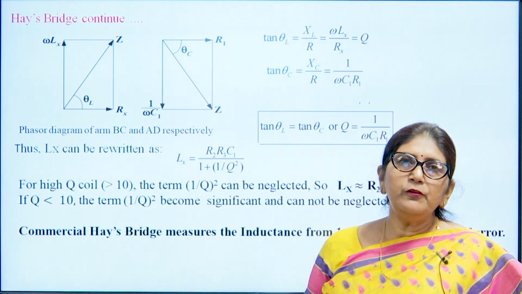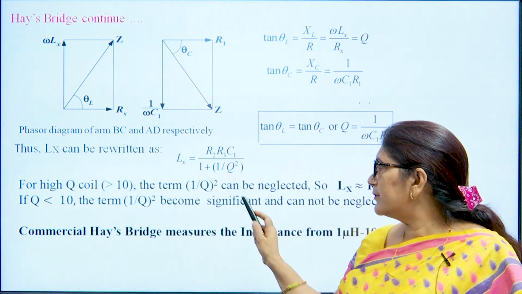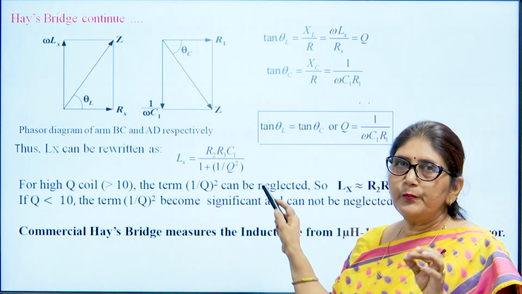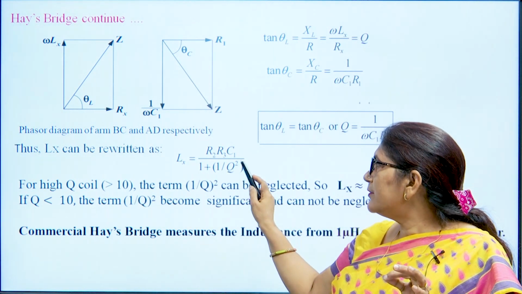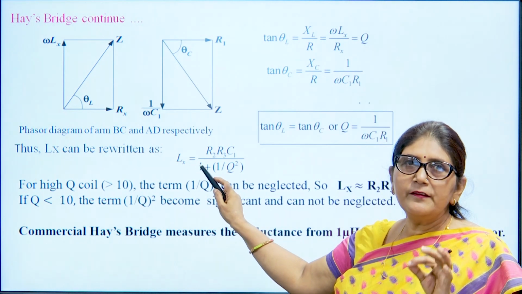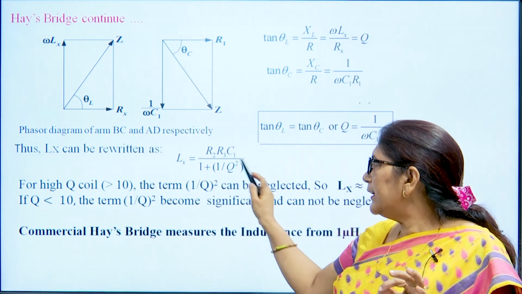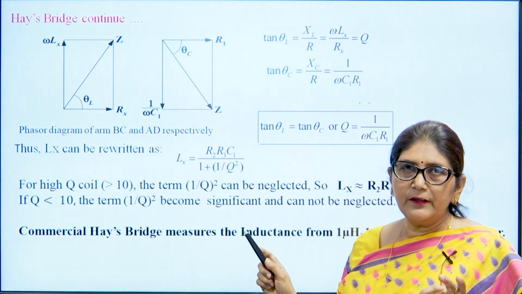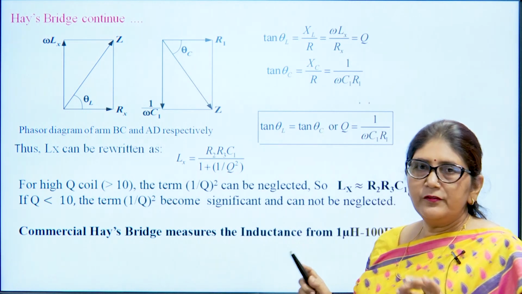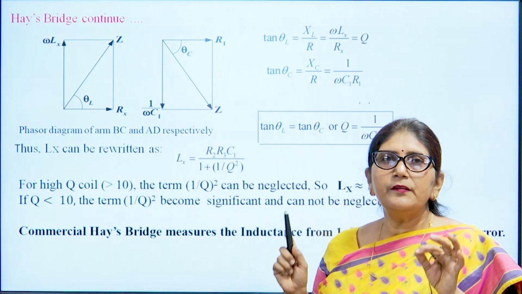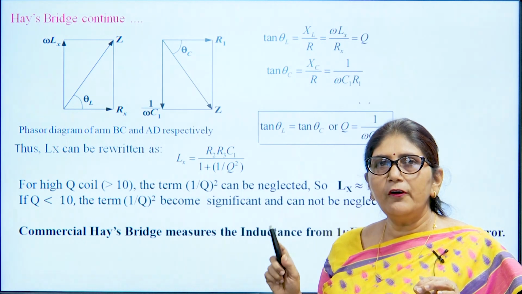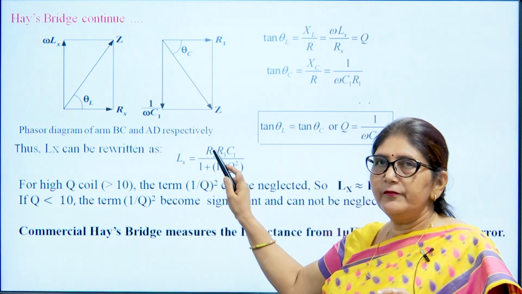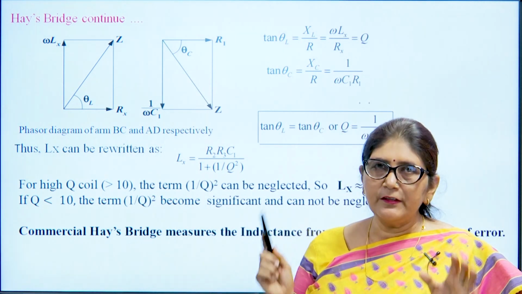So, if the value of Q is more than 10, then this term will be 1 by 100, that is 0.01. When this term is 0.01, it means this term will not affect the value of Rx and Lx very much. So, we can ignore this term, and then Lx is equal to R2 R3 C1. So, this Hay's bridge is basically used for the high value of Q. If Q is more than 10, then only this component which we are measuring is free from the frequency component.